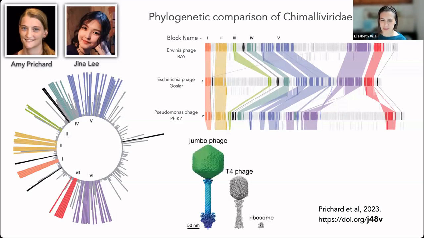So, we think of ribosomes as large. This is T4 that I told you was a large phage. This is a massive phage with apparently a lot of room for putting cool things in there.